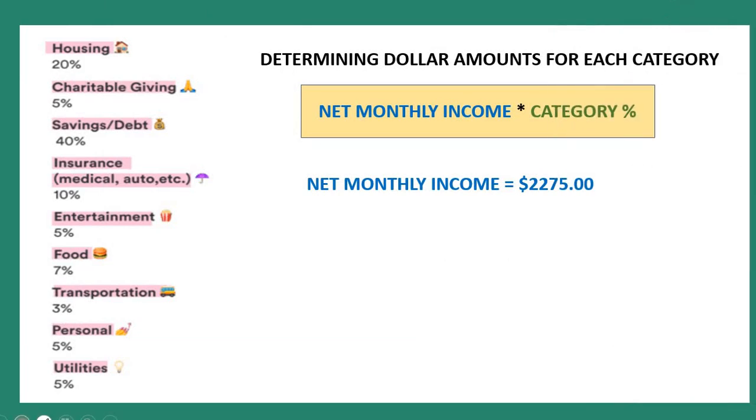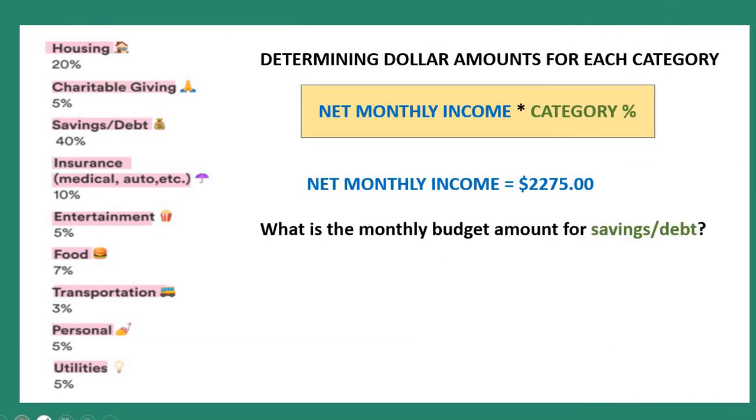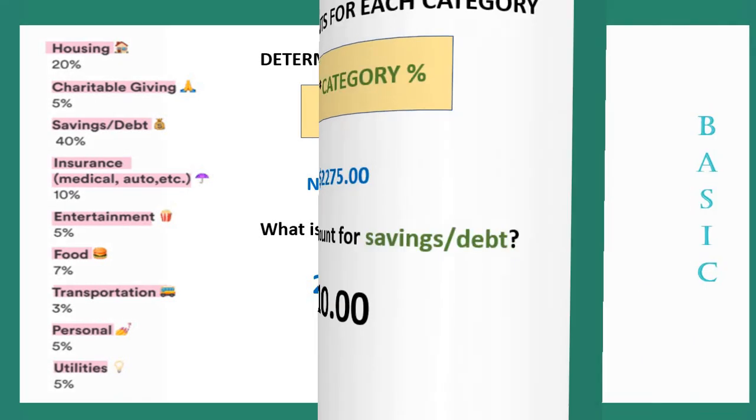Okay, we got the 2275 again for the monthly income. And again, we want to find out how much we're going to set aside for savings and debt. So find that number in the list. Again, using the same formula, what will be our multiplication problem to solve this answer? Great, 2275 times 0.40 because there it is, 40%. So what will be our monthly amount for savings and debt? Awesome job, $910. Beautifully done.